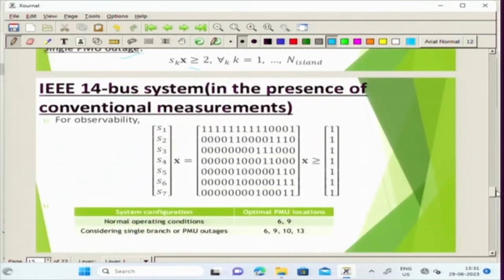So again, IEEE 14 bus system in the presence of conventional measurements. For observability, 1, 2, 3, 4, 5, 6, 7, into x is equal to this A into x matrix. So you will get at least one, there should be at least one observability. With normal operating conditions, the optimal PMU locations are 6 and 9, whereas considering single branch or PMU outages, the number of PMU locations would increase to 4.